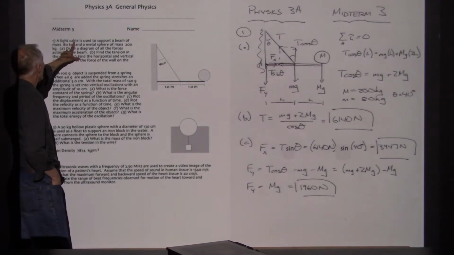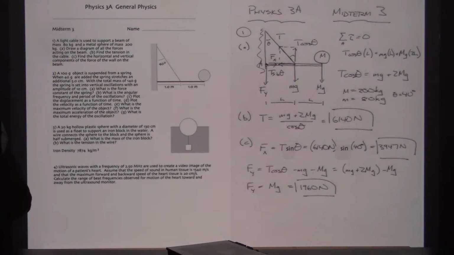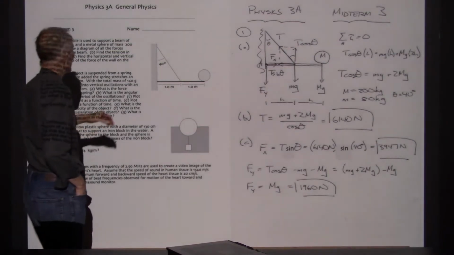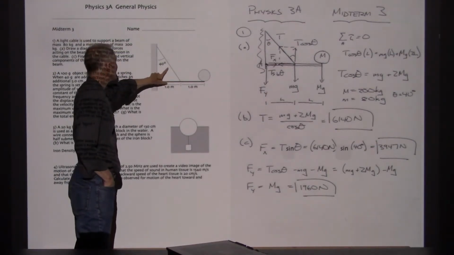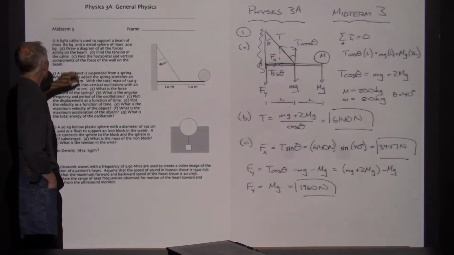We have a cable. Now it says it's a light cable. When I gave this problem, it confused students. They thought the cable was made out of light. Okay, but it's not made out of light. It's low mass. So what I intended is that the cable has no significant mass. We don't have to include the mass of the cable.